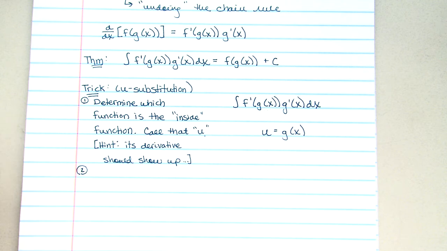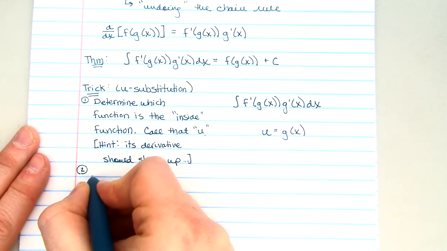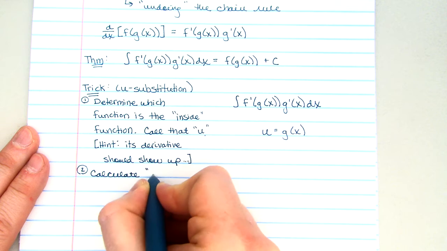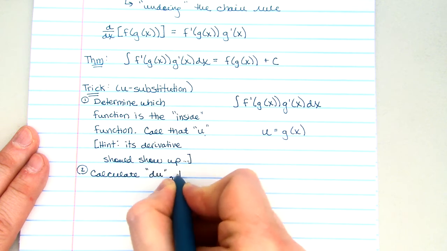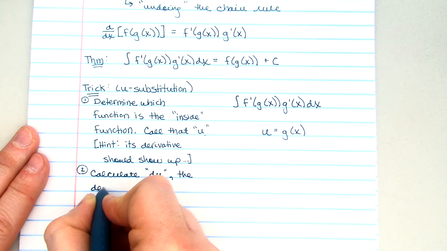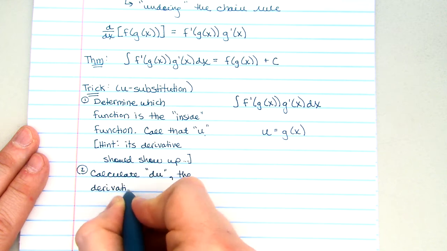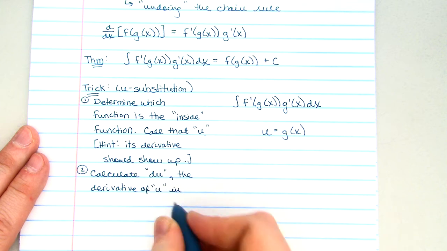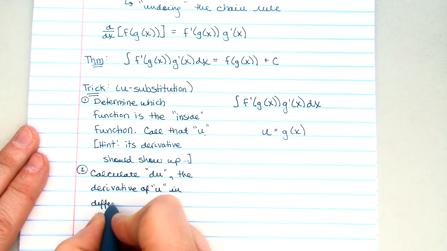Step 2. And again, do stick with me. I know this is a little abstract. We'll get to examples in a moment, but try to stick with me on this stuff. The next thing I want to do, once I have u, is calculate du, the derivative of u in differential form, in Leibniz's notation.